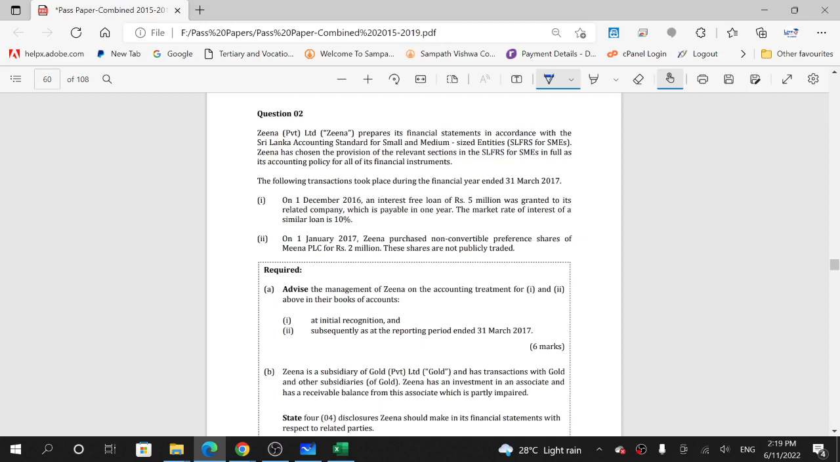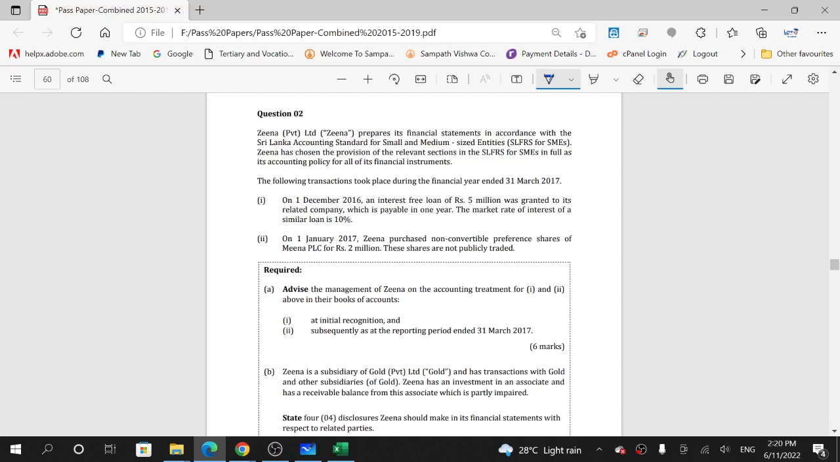Right. Read that. Zena Private Limited prepares its financial statements in accordance with the Sri Lanka Accounting Standard for medium-sized entities. Zena has chosen the provisions of the relevant section in SLFRS for SME in full as its accounting policy for all the financial statements. The following transactions took place during the financial year ended 31st March 2017. Right, there are two transactions.